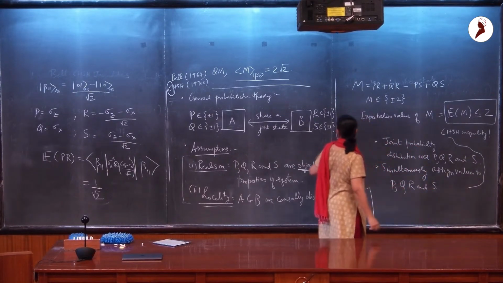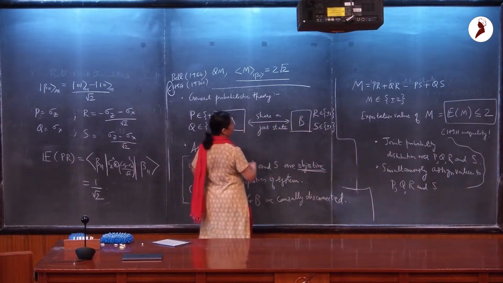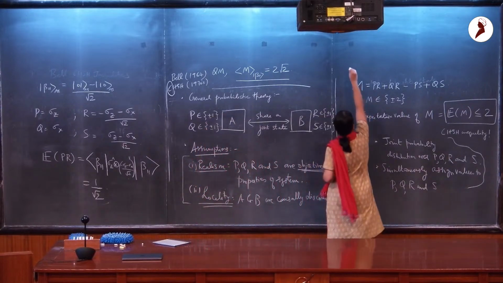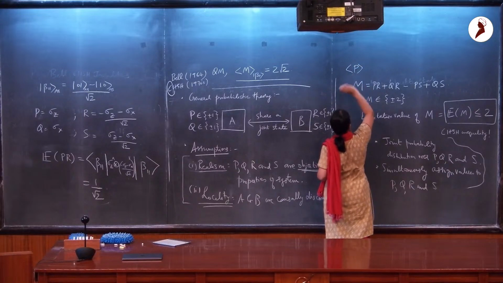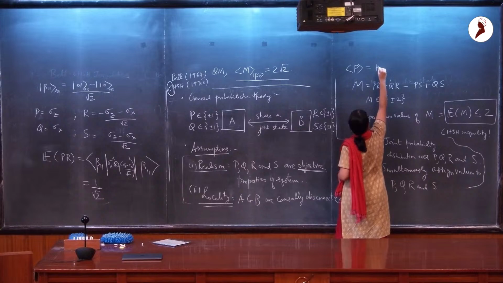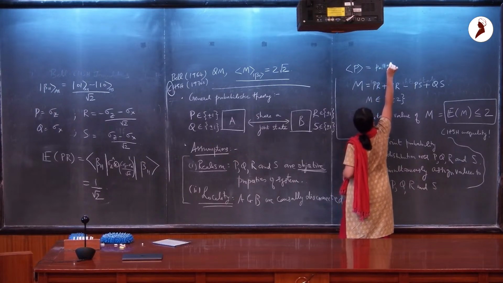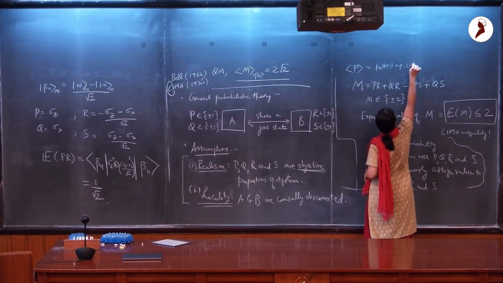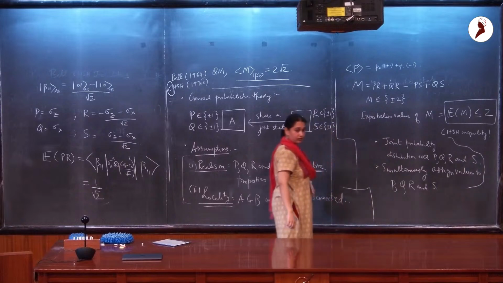I make them binary valued. So you can think of it like this. What is the expectation value of P itself? Let's say that there is some probability of 0 times, probability of plus 1 times plus 1, plus probability of minus 1 times minus 1.